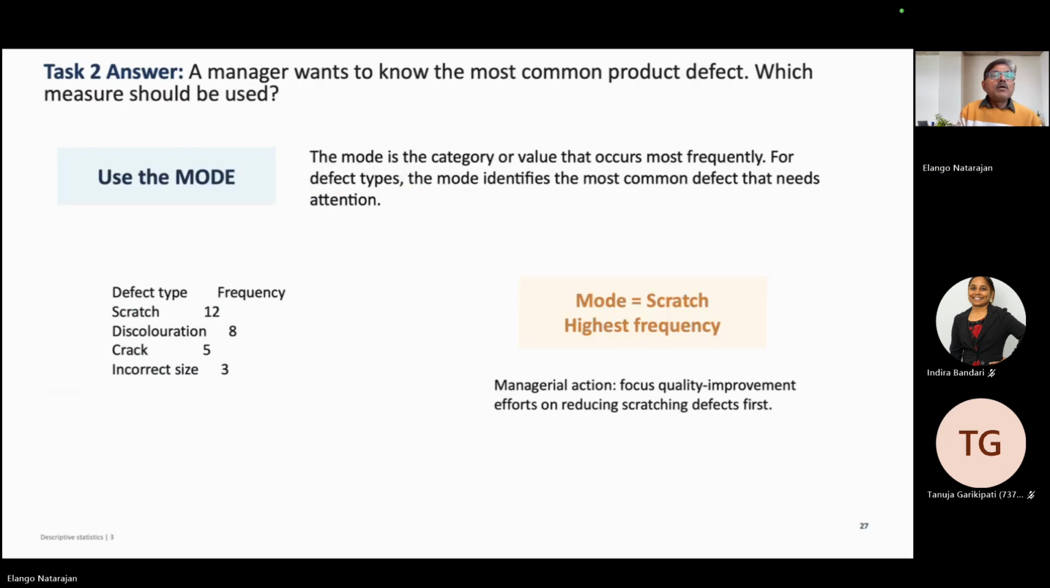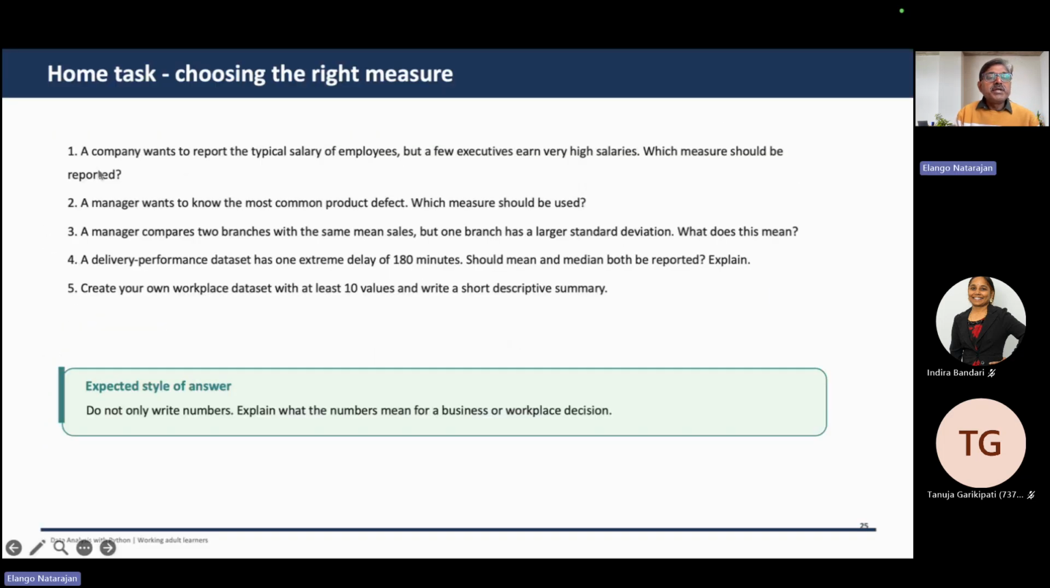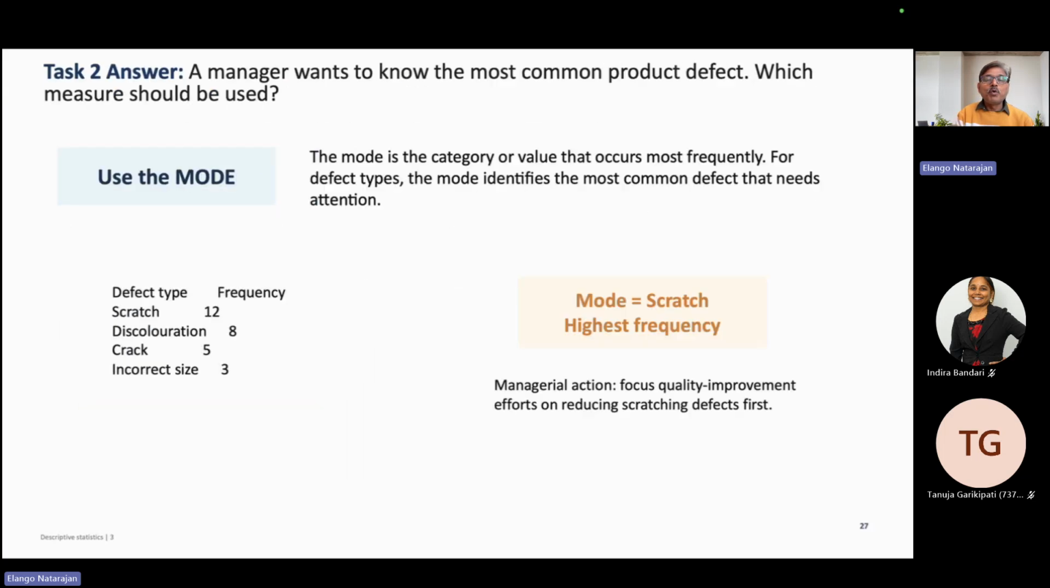Okay, going to the next question, the last question. Create your own workplace data set with at least 10 values and write a short descriptive summary. It is purely your own descriptive summary you are writing. So you can create a data set with any 10 values, calculate these measures, and then write the descriptive summary of your own.